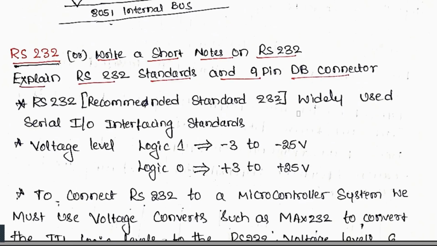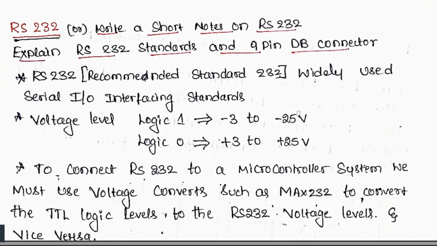Next is RS-232, an important topic. You need to know the connections and you need to write a short note on it. It is a 9-pin DB connector. RS-232 is Recommended Standard 232, widely used as a serial input-output interfacing standard. For voltage levels, logic 1 means -3 to -25 V, and logic 0 means +3 to +25 V.